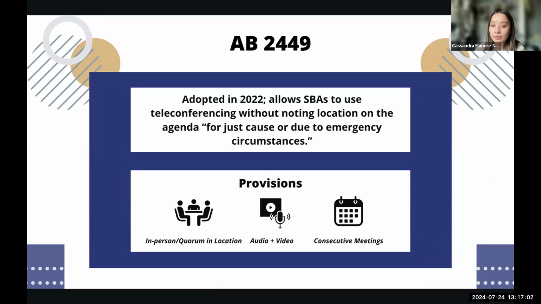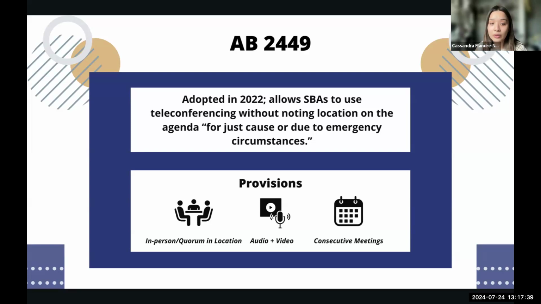But there are some provisions regarding AB 2449. First, this can only be used for in-person meetings, or if you have quorum in one location. This means that you can't use AB 2449 if you are teleconferencing, so you need to make sure that this is not something on the agenda. If you have a purely teleconferencing meeting, this is only for in-person meetings. And then again, for AB 2449, you have to have both your audio and video on as well. And again, you cannot use AB 2449 for consecutive meetings. You also cannot use it for more than 2 meetings in a calendar year.